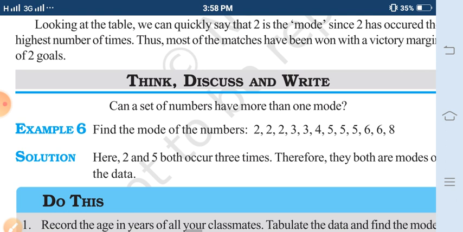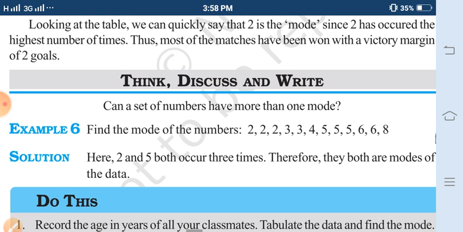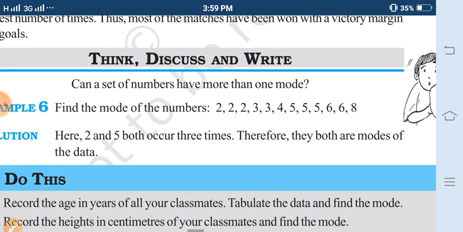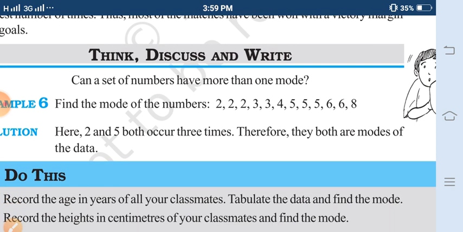Now students, what if the given set has more than one mode? Yes, the set can have more than one mode also, students. For example, in this case, 2 and 5 both have occurred 3 times. So in this case, 2 and 5 both are modes.